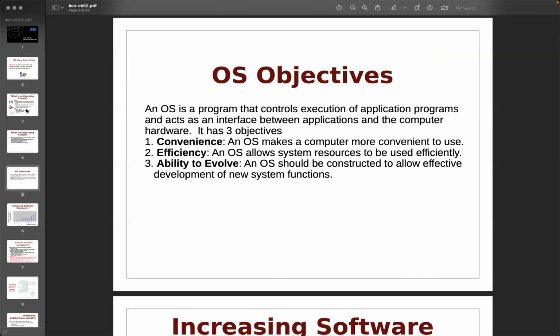So the OS is a program that controls the execution of application programs and acts as an interface between applications and computer hardware, making it more convenient and efficient. It's important because we have lots of hardware resources and software waiting in a list. So we need to predict whether resources are sufficient to use, and sometimes we need to free them up.